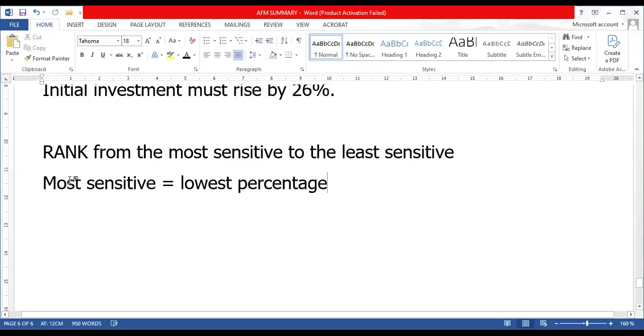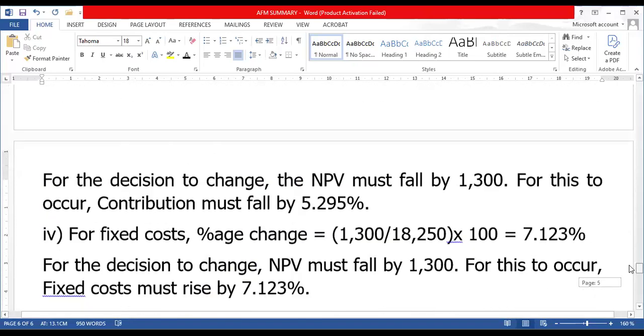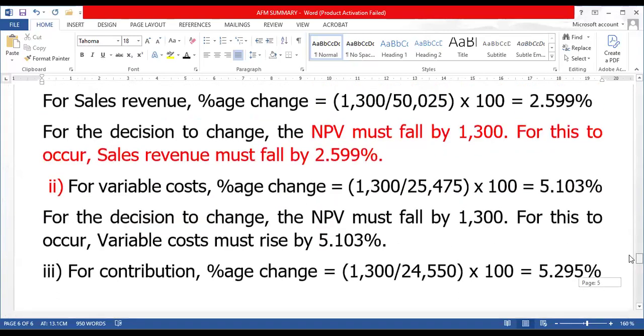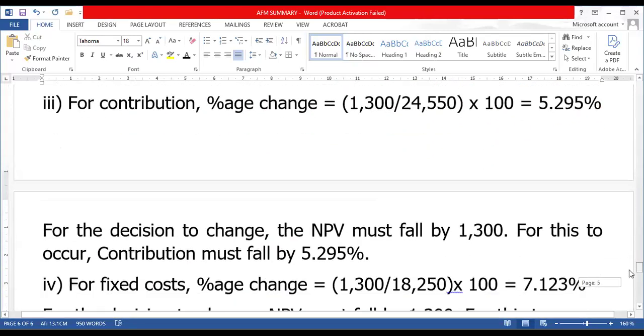So when they say from the most sensitive, just start with the parameter with the lowest percentage, then move in that order. From the most sensitive, you have all these 5. Start from the lowest to the highest. Which variable has the lowest percentage from what we have?